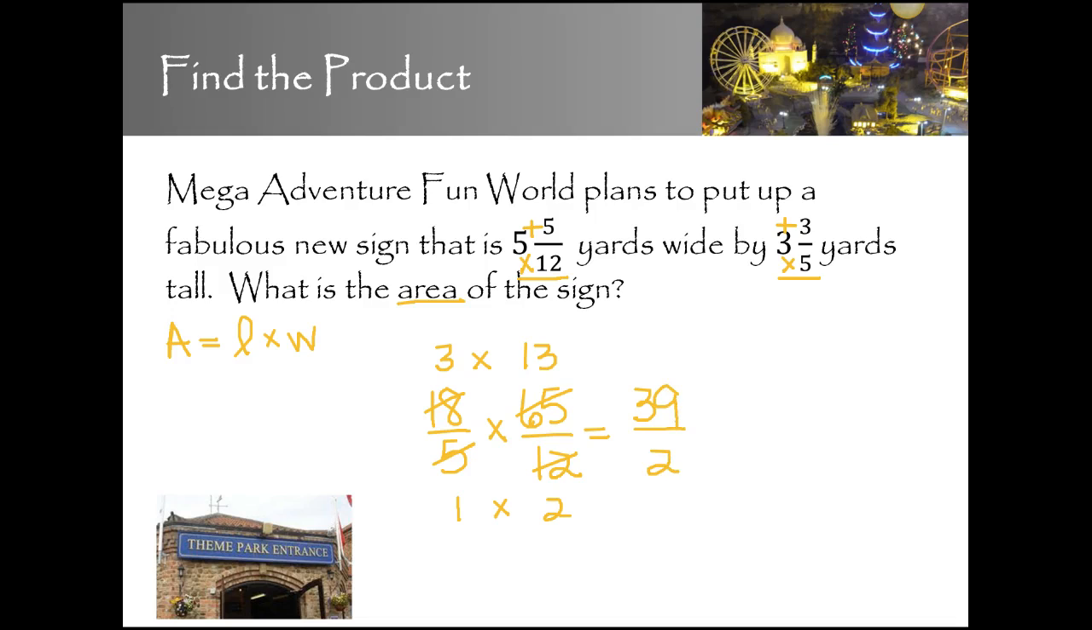We'll have to turn 39 over 2 into a mixed number. 39 divided by 2 is 19. 2 times 19 equals 38. That means we're going to have 1/2 left over. The fabulous new sign for Mega Adventure Fun World is going to be 19 1/2 square yards.